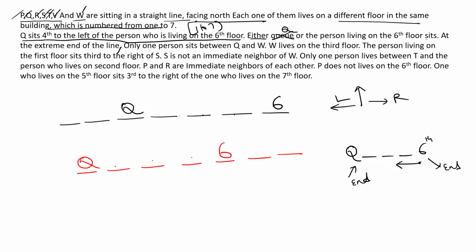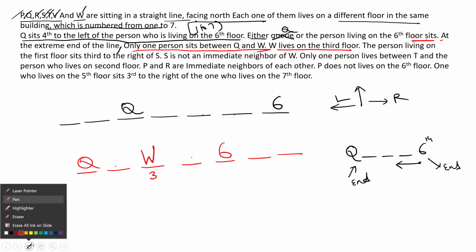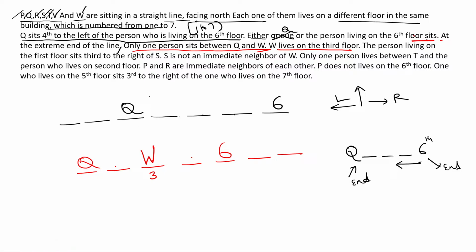Next one. We're done up to here. Next, only one person sits between Q and W. W lives on the 3rd floor. One person sits between Q and W, so if you're going with the red possibility, this is going to be W, and W is living on the 3rd floor. There is no other possibility. But if you're going with the black possibility, W can be here, or there is one more possibility that W can be here also, because there is one place gap between Q and W. So I'm going to write this third possibility here.